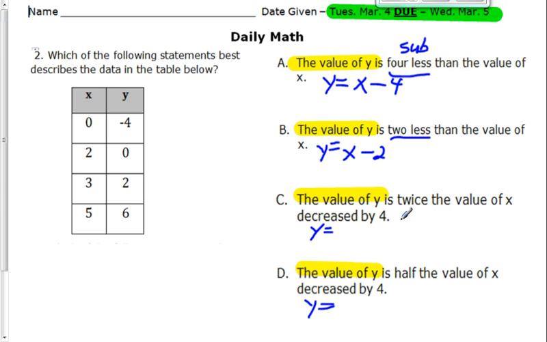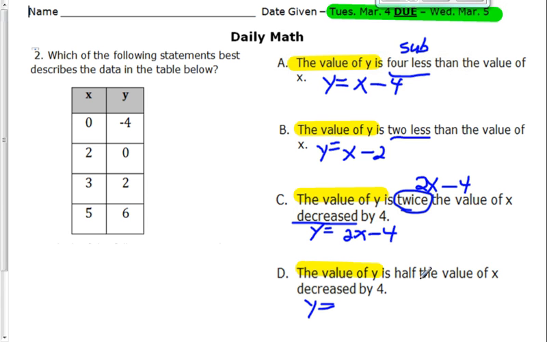This C is saying twice. And when we say twice, what we're doing is we're multiplying by 2. So twice the value of x. And then decrease again. Decrease means we're subtracting 4 more again. So that means we're going to have 2 times our x minus our 4.